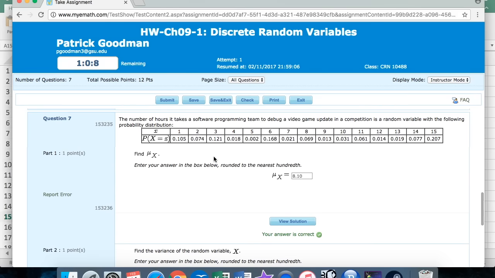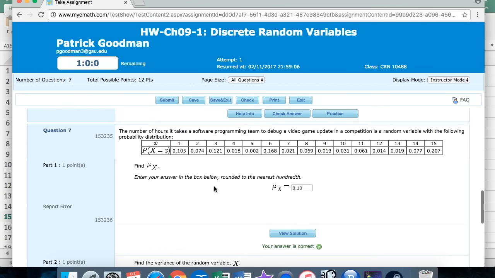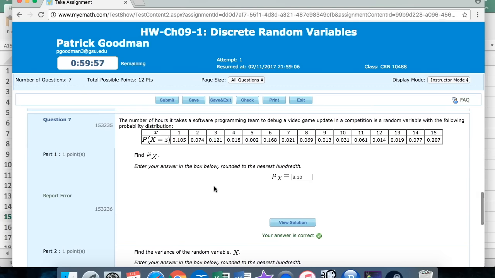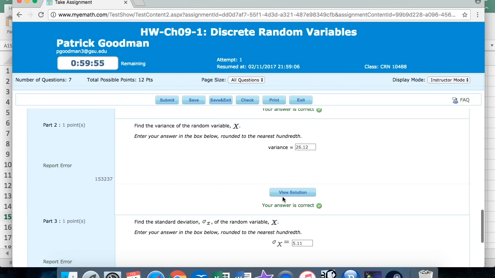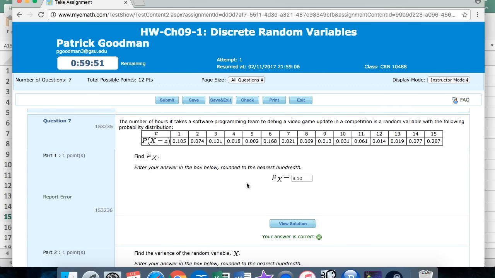Okay, now this one is slightly different. It doesn't just want you to find the expected value. It doesn't want you to just find their mean. It wants you to find also the variance and standard deviation. So this can be kind of different. And I looked at the solution for this, and it's a little complicated the way they're trying to explain it. So I'll just show you the fast way to do it.